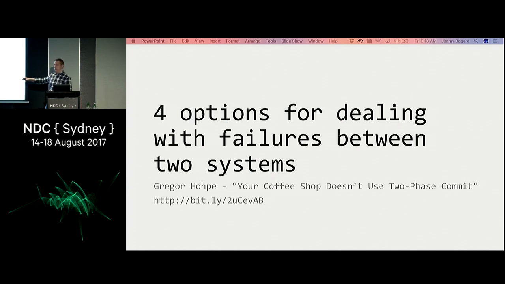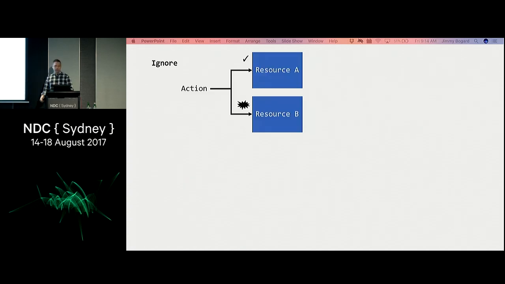This paper used to be called Starbucks doesn't use two-phase commit, but I think Starbucks caught on to that and said, we don't want to be in your failure paper. So now it's just your coffee shop doesn't use two-phase commit. Now in this paper, it describes trying to coordinate activities between 2 different resources and one failing, and what to do when that other resource fails, what options we have to deal with that failure.